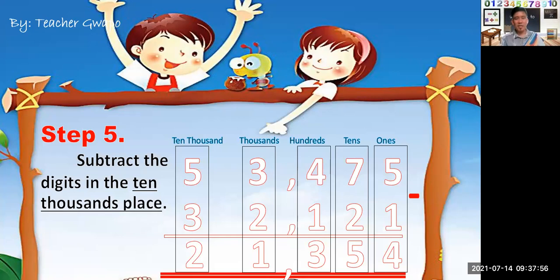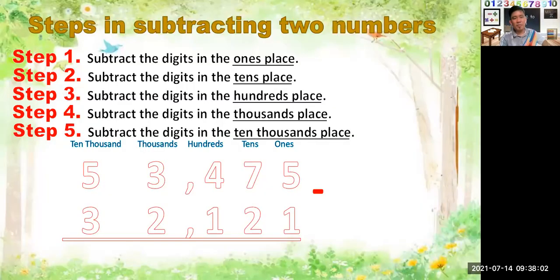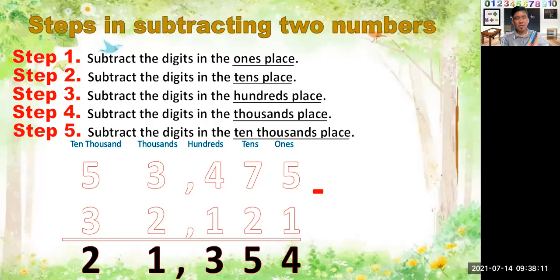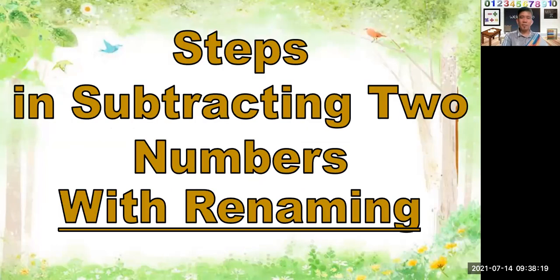But the difference with these numbers is that the number of digits becomes more and more. So here are steps 1 to 5. 53,475 minus 32,121. The answer is 21,354.